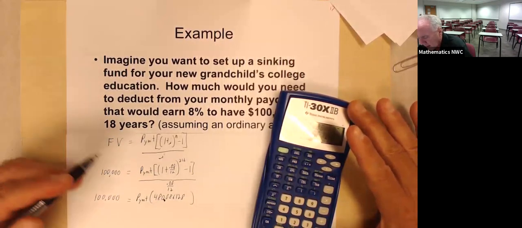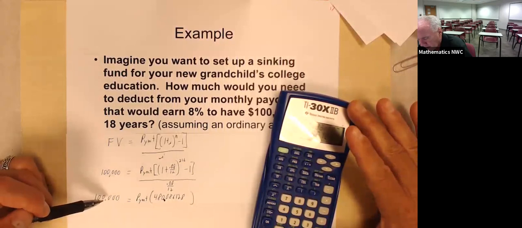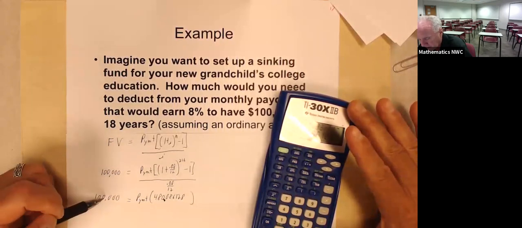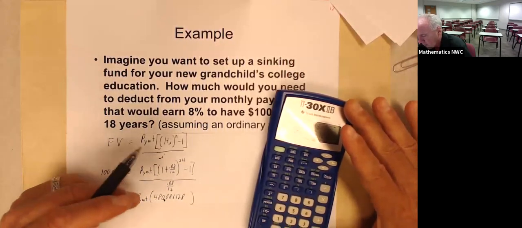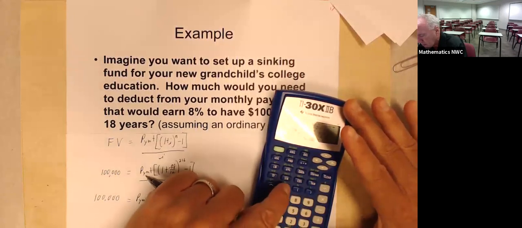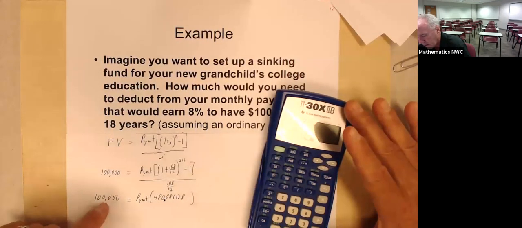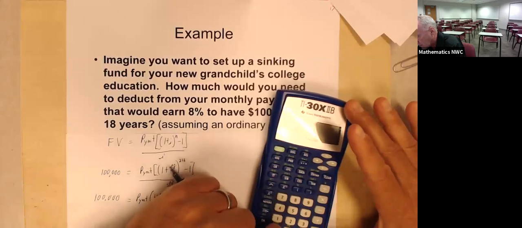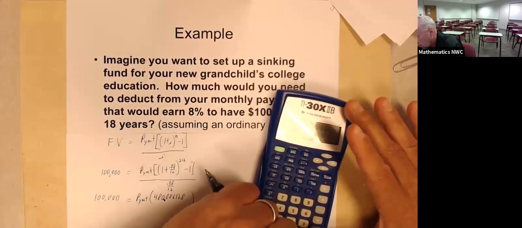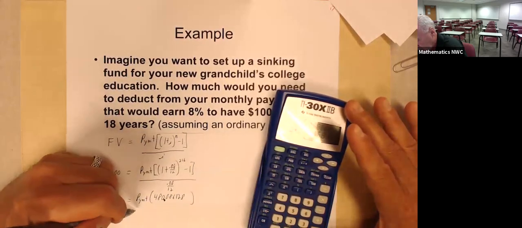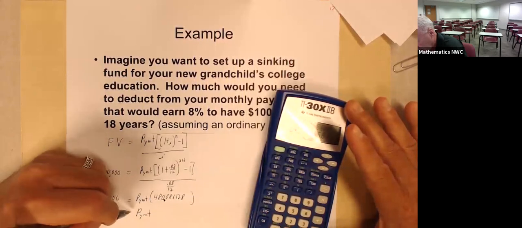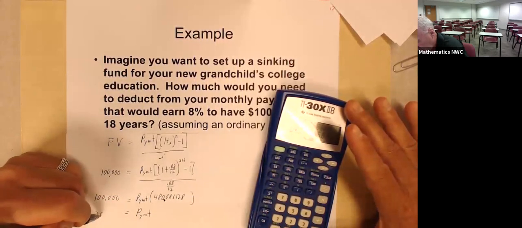480. I got to divide that into 100,000. Either I can clear my calculator, go 100,000 divided by that, or I can punch that X to the -1 button. That reciprocates that number times 100,000. And I end up with my payment to be $208.30.